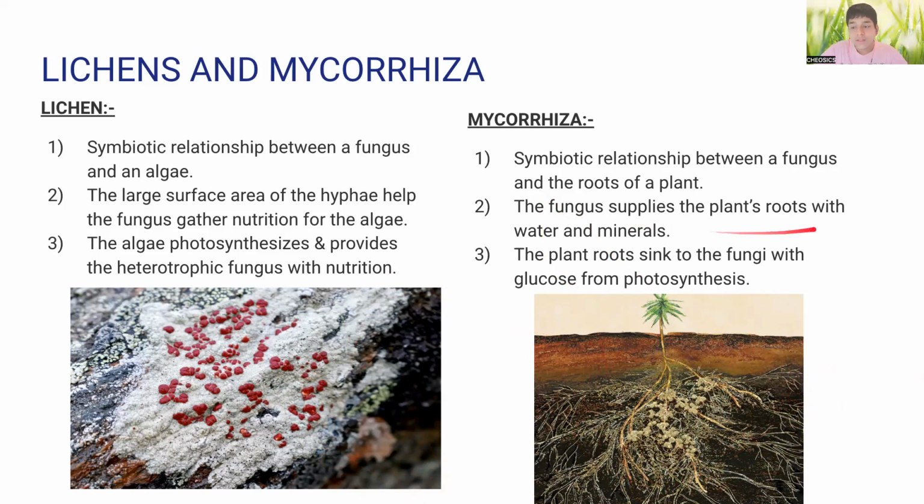So here the fungus supplies the plant's root with water and minerals. Root can take water and minerals by its own, but fungi has chosen to come here. The plant roots sink to the fungi with glucose from photosynthesis. So translocation is present here. The sucrose formed from photosynthesis gets converted to glucose. That glucose will come here to the fungi, and that fungi will use it for nutrition because it's heterotrophic. Next, lichens and mycorrhiza is clear.